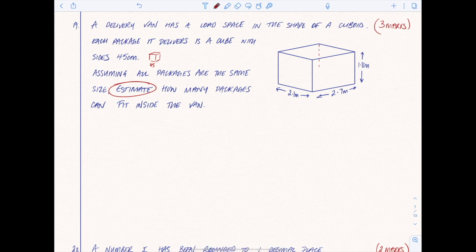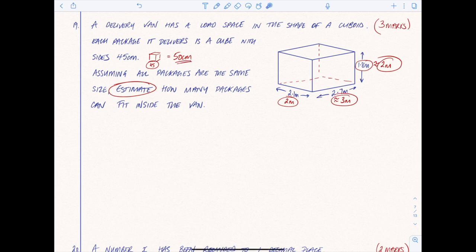So my van would look, as I say, a bit like this, and we're saying it's in the shape of a cuboid. The key word to this is it says estimate. So what I need to do is round all these values. So 1.8 is going to become, and I'm going to use this symbol here, which is approximately, 2 meters. The 2.7 is going to become 3 meters, and the 2.1 is going to become 2 meters. So just for doing that, you'd pick up a mark anyway. Now the 45 centimeters is going to become 50 centimeters.